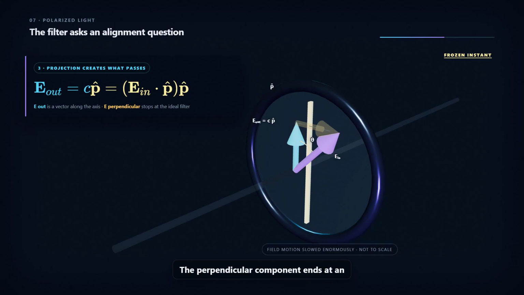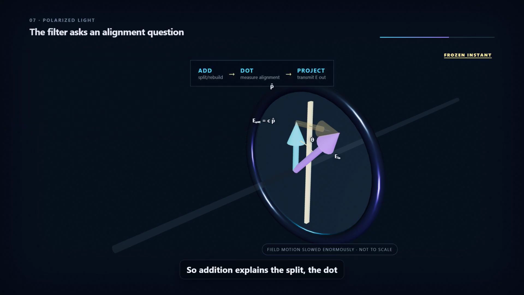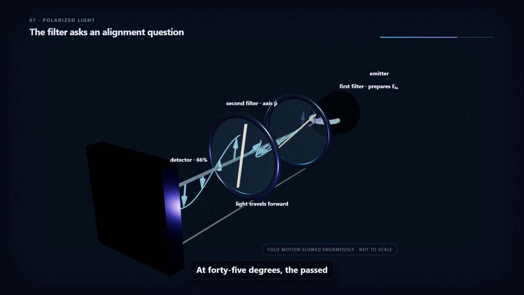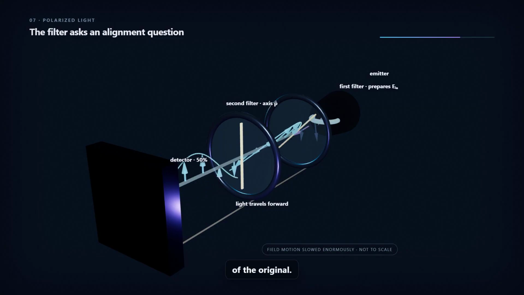The perpendicular component ends at an ideal filter. It does not emerge on the far side. So addition explains the split, the dot product measures alignment, and projection creates the field that passes. With aligned axes, E out keeps the full amplitude. At 45 degrees, the passed amplitude is 1 over square root 2 of the original.